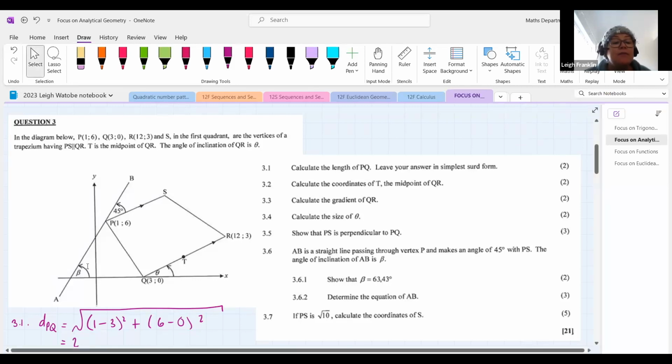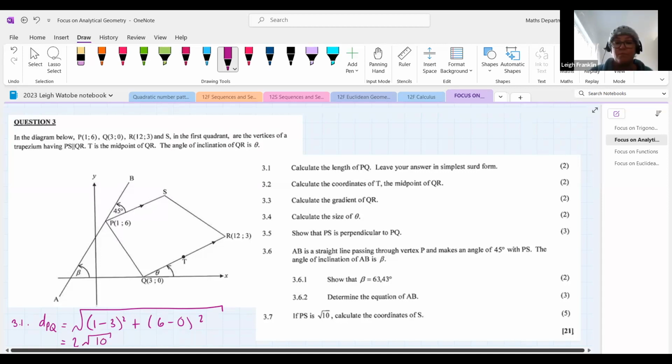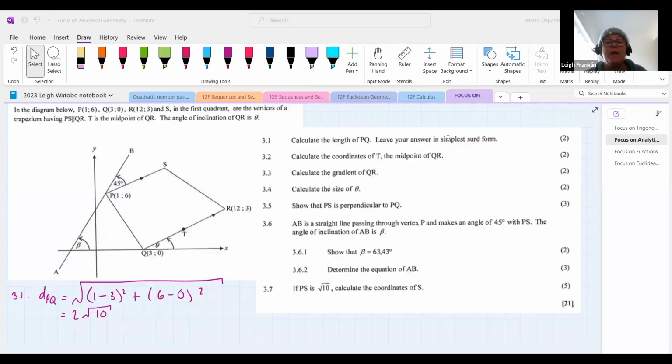Are you guys getting 2 root 10 as an answer? Just double check. Looks like the majority of us are getting that. Okay, good. Lovely. They said to us, leave it in simplest surd form, so that would be exactly as it is over there.